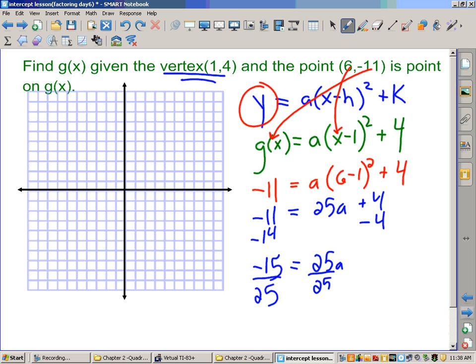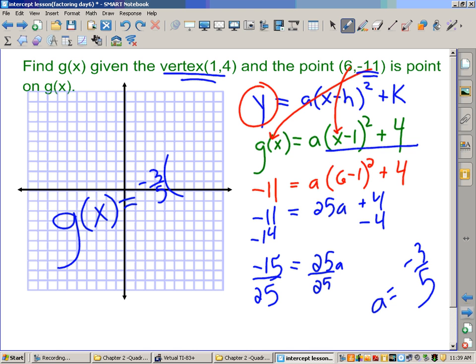So negative 3/5, is that what you guys got? Yep. Oh, it's negative 11? Well, that's what I got right up there. Yeah. So my equation, I didn't really need this graph, but if you wanted to plot it, you could. g of x equals negative 3/5, plug that part in right there, x minus 1, the quantity squared, plus 4.